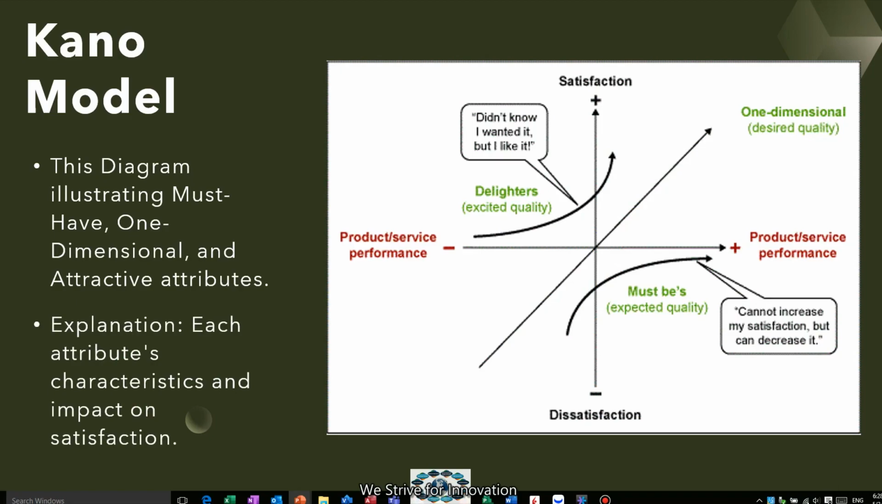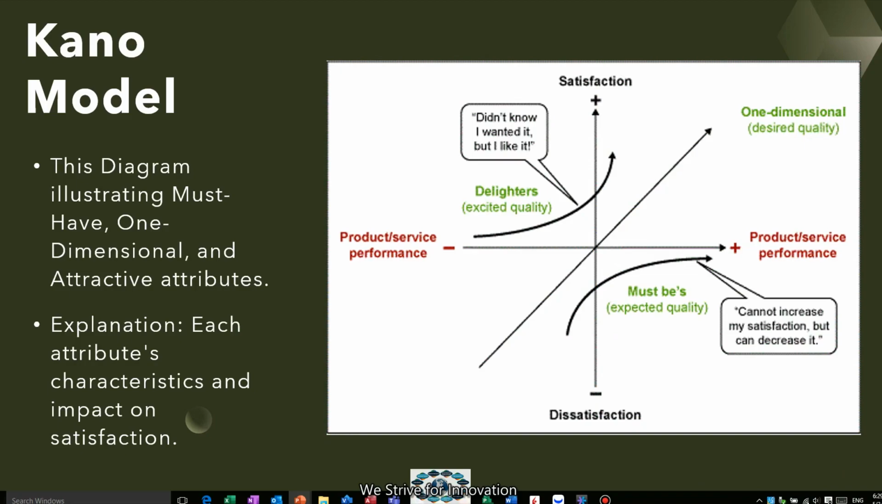Those are the three categories we'll be addressing here. As you can see, the must-have is an attribute that prevents dissatisfaction when present, but does not necessarily increase satisfaction when improved. The one-dimensional attribute directly correlates with satisfaction: the better they are, the more satisfied the customer is. And the third one, the attractive attribute, creates customer delight when present, but does not cause dissatisfaction when absent.